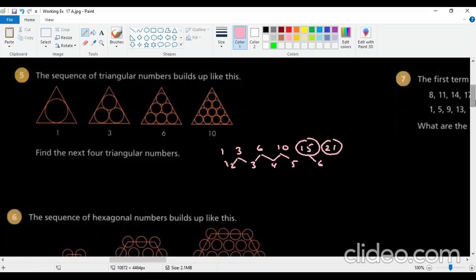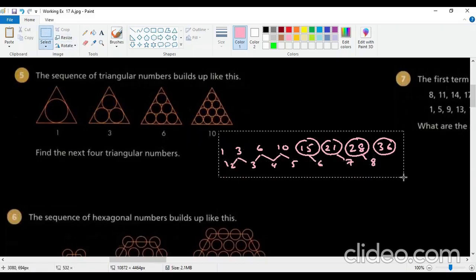Now comes the next question, with 4 triangles. Here, adding 7 to the next number is going to give us a 28, and adding 8 is going to give us a 36. So these are the patterns for the triangle.